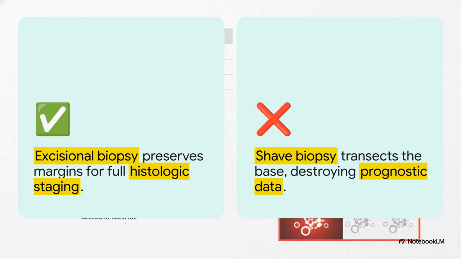Why? Because it transects the base of the lesion, completely destroying our ability to measure the exact depth of the tumor. An excisional biopsy preserves the entire architecture, from the surface all the way down into the deep dermis, which you absolutely need for staging.